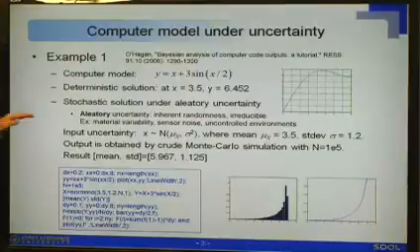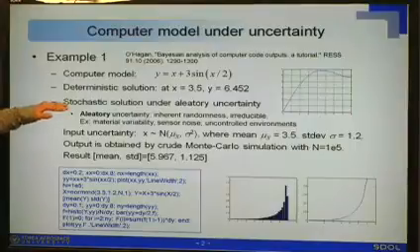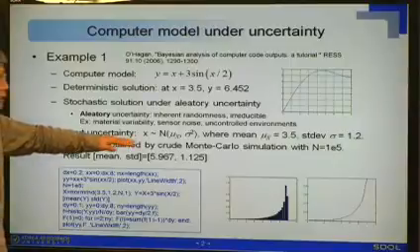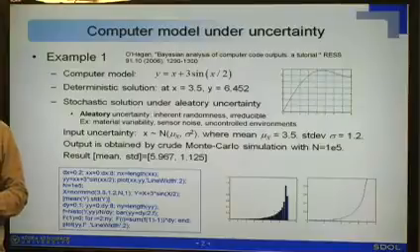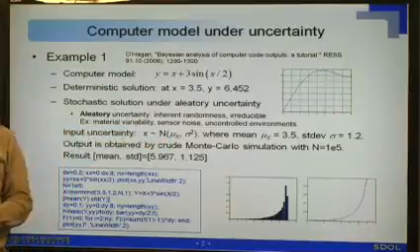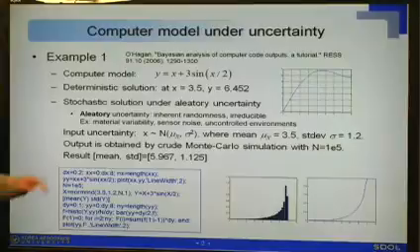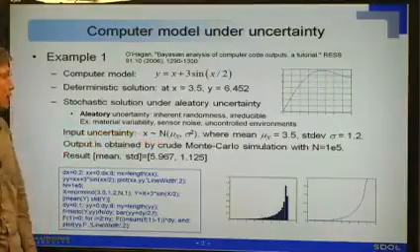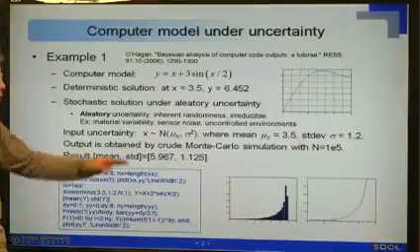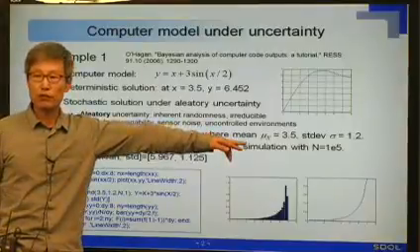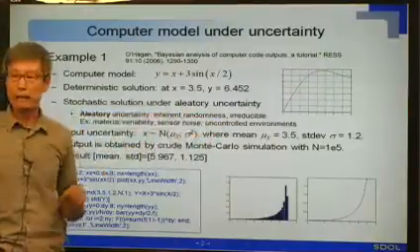And now we move to the case of aleatory uncertainty. In case of aleatory uncertainty, what we consider is that the x is no longer the deterministic value. X has some kind of a probability distribution. And just for an example, I assume that x follows the normal distribution with the mean 3.5 and the standard deviation 1.2.